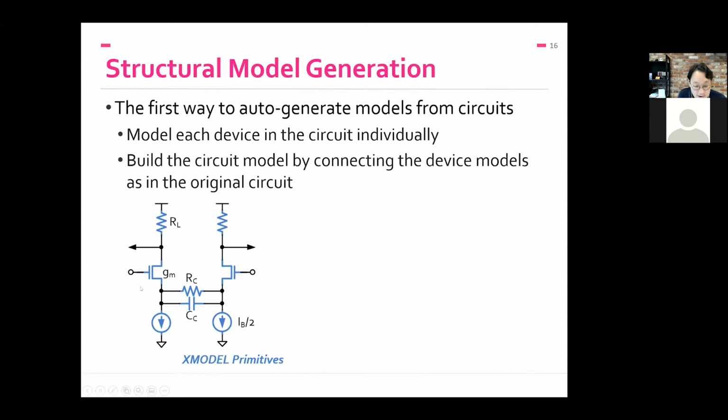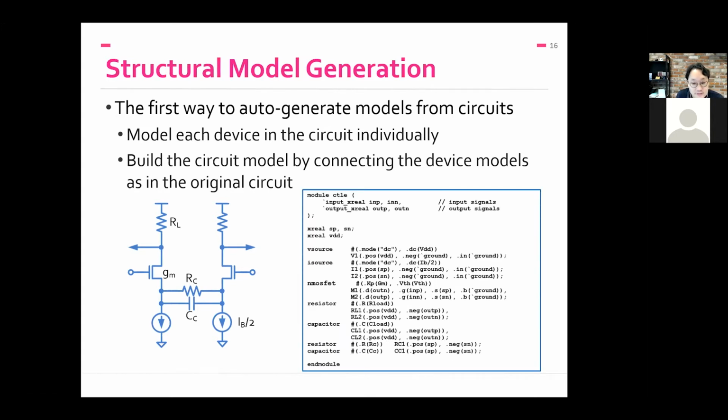Once you have finished that, you connect the resulting device models using the same connectivity as in the original circuit. This is called structural modeling, and the resulting SystemVerilog model would just have the same set of elements as you see in the SPICE netlist, such as MOSFET, resistor, capacitor, voltage source, current source, and so on.